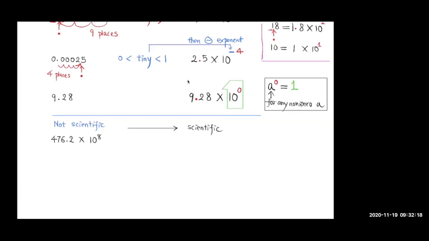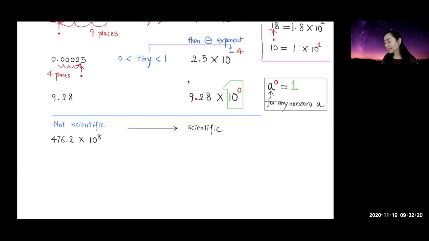It's not a number between 1 and 10. Yes, the first part over here is not a number between 1 and 10, right? Okay, good, I think I got it. So this one over here is not between 1 and 10. Okay, so that is not a scientific notation.